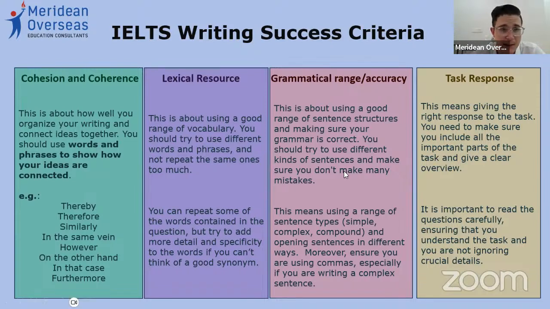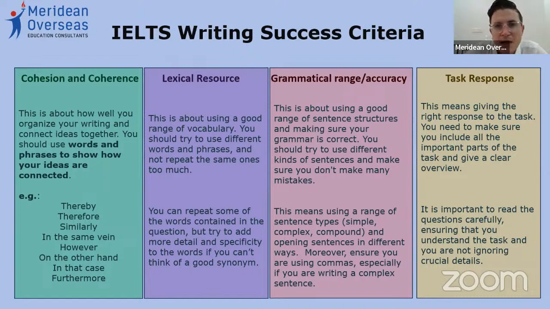So cohesion and coherence is simply all about how well you organize your writing. It's got to show that your thoughts and your phrases are connected in a logical way. So this is where it helps to use these words here: thereby, therefore, similarly, in the same vein, on the other hand, and words like that to help connect words and phrases. Number 2, lexical resource. Lexical is just another fancy way of saying words or vocabulary. So that's why I started this session with 5 words for you to put into a sentence. It's important for you to have a wide range of vocabulary so that you have more tools to express yourself.